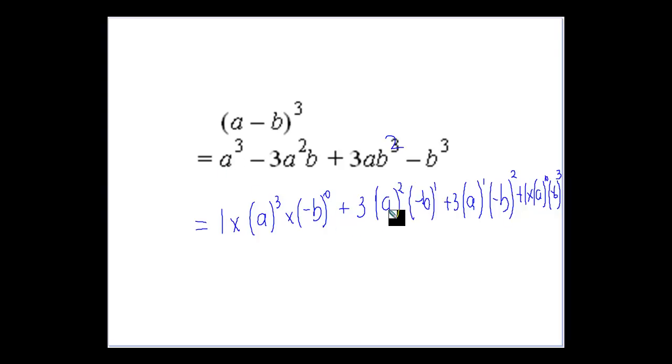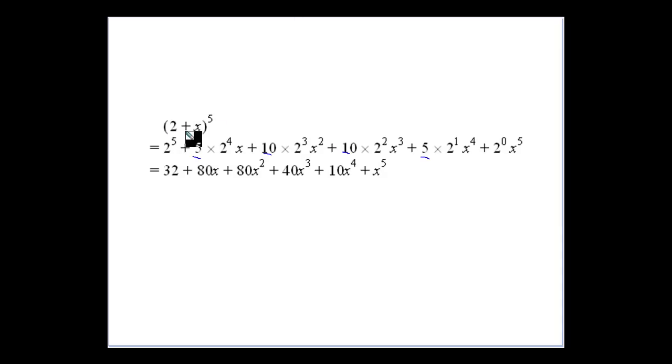Then we've got 3a squared, because the power on a goes down by 1, but the power of (-b) goes up by 1, so it becomes (-b) to the power of 1, which is going to make it a negative. That's why we get minus 3a squared b. And then (-b) in the next term is squared, so it's going to be a positive again. You can see how that evolves, and every second term alternates between positive and negative.